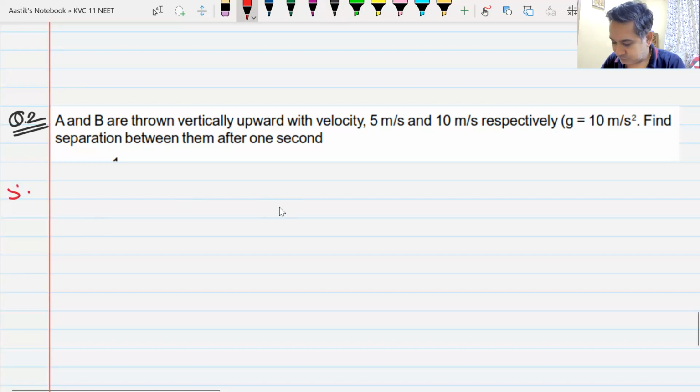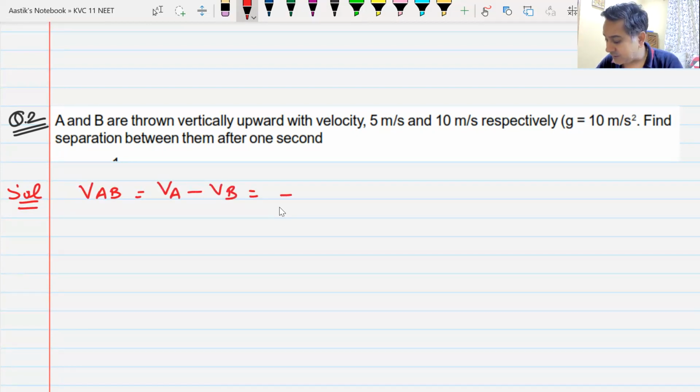VA is 5 meters per second. So we can find out the velocity of A with respect to B. That will be velocity of A minus velocity of B. Both are up, so it will be 5 minus 10, so it is minus 5. That is actually the initial velocity of A with respect to B.